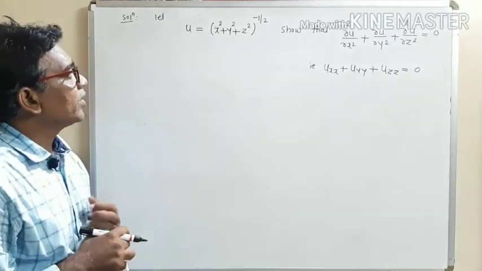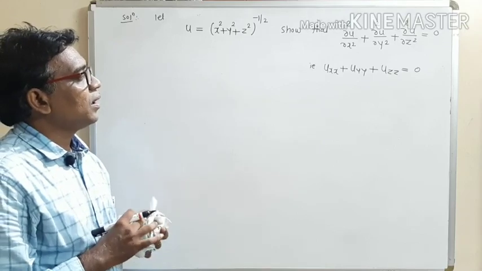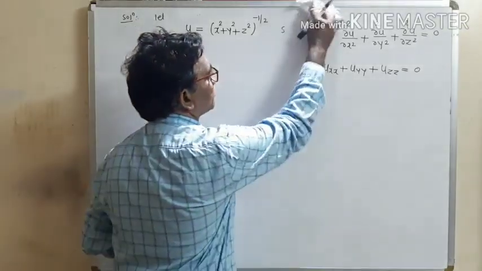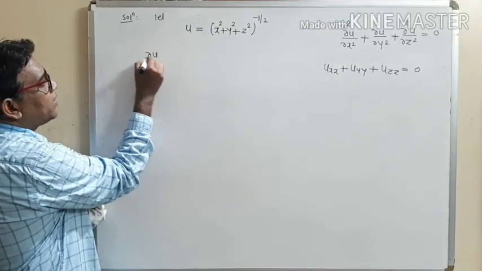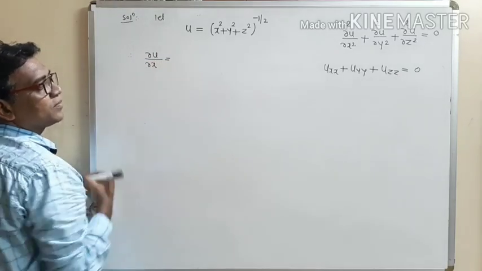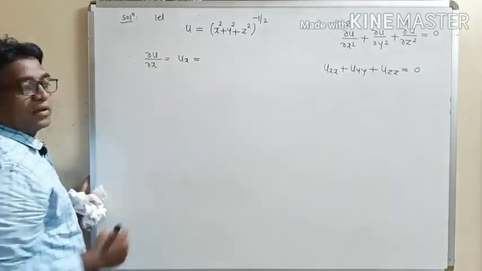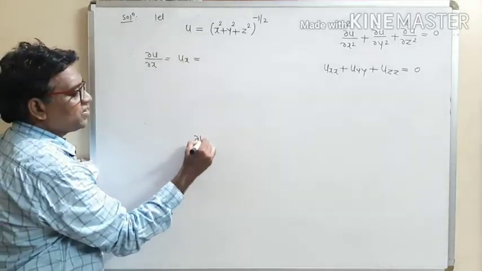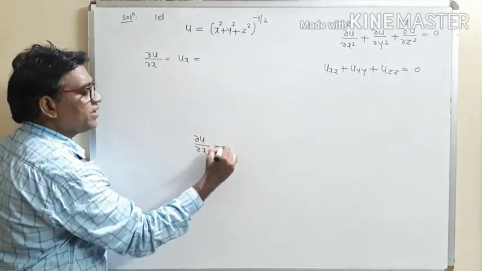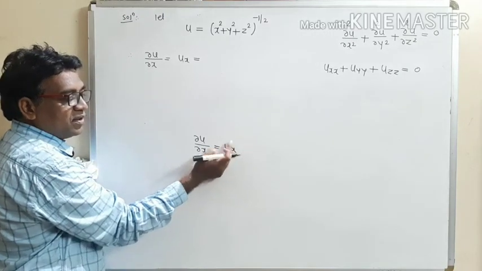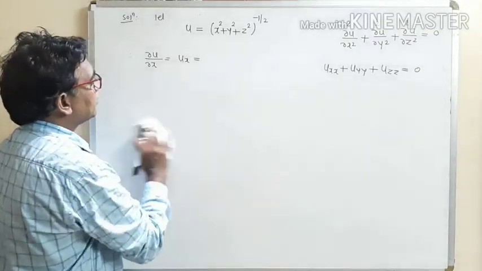So this is given, u is equal to (x² + y² + z²) raised to minus half. Find out the partial derivative ∂u/∂x. This derivative can be written as u_x also. It is the same meaning. Partial derivative with respect to x, ∂u/∂x. Instead of this notation, we can use another notation u_x also. This is the same notation, partial derivative with respect to x. So find out this derivative.